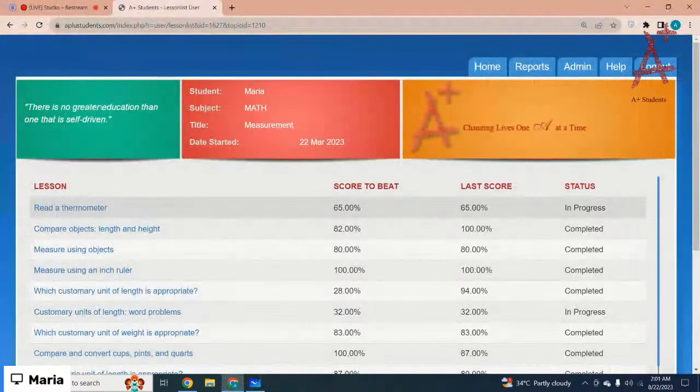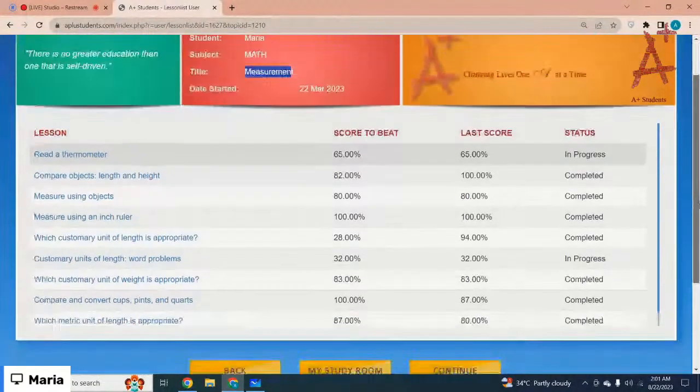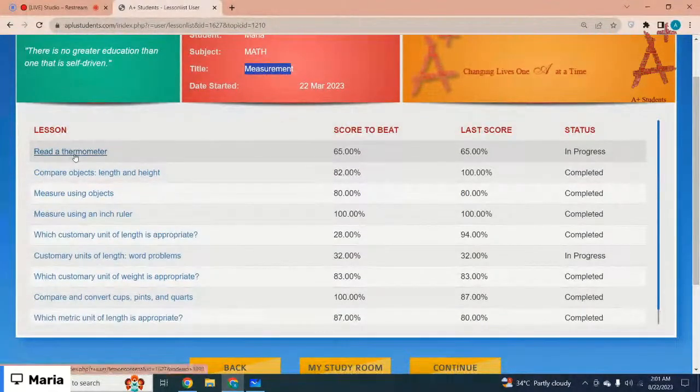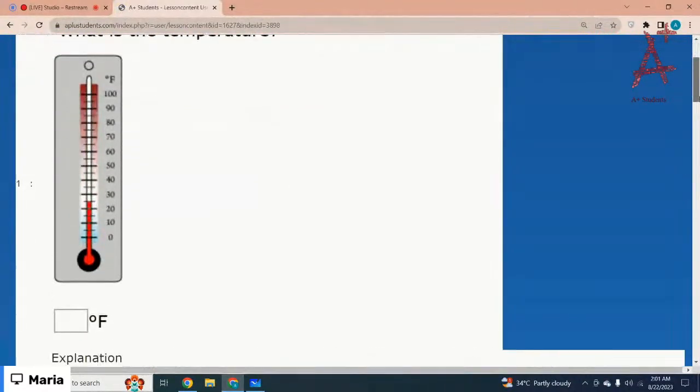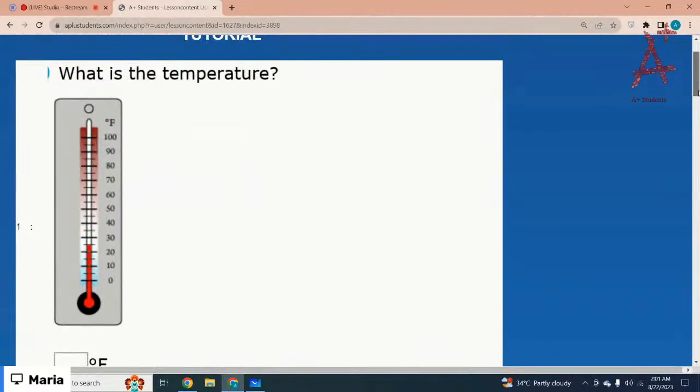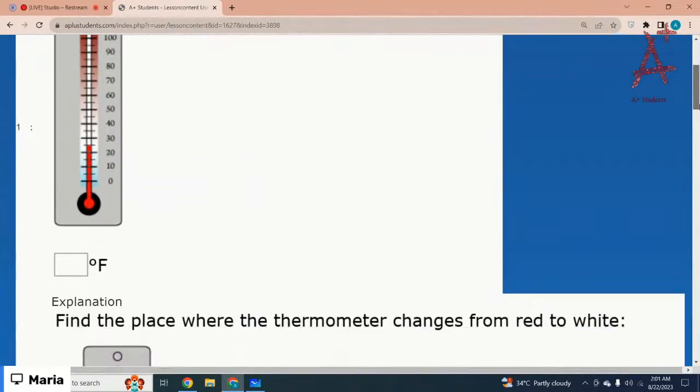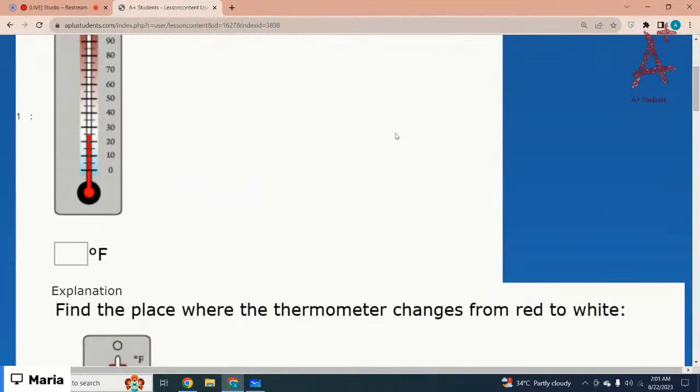Okay, here I'm on grade 1 math. The chapter we're going to start with is measurement. Let's start with the first lesson, that is read a thermometer. Basically we're going to learn how to read a thermometer. So what is the temperature? You are given a thermometer, and you have to read it. How do you read a thermometer?